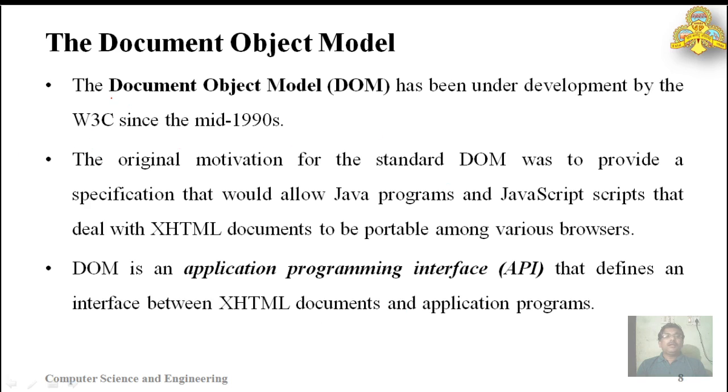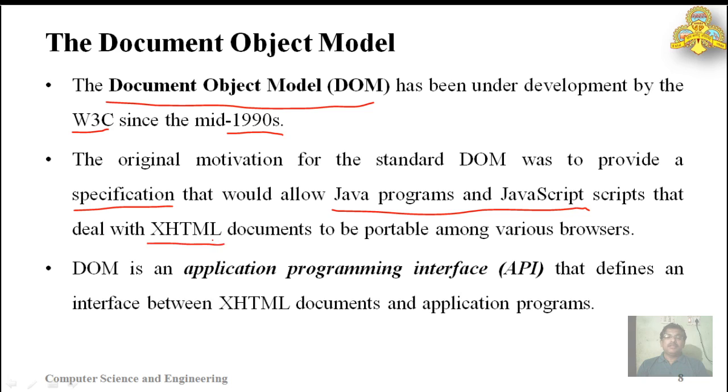The Document Object Model has been developed by the World Wide Web Consortium since the mid 1990s. It was developed to introduce uniformity in the development of web document technologies and also to provide the necessary support for all web developers throughout the world. Even today, the World Wide Web Consortium is responsible for the development of the DOM. DOM is a specification that allows Java programs and JavaScripts that deal with HTML or XHTML documents to be portable among various browsers.